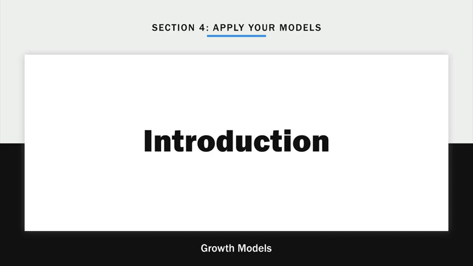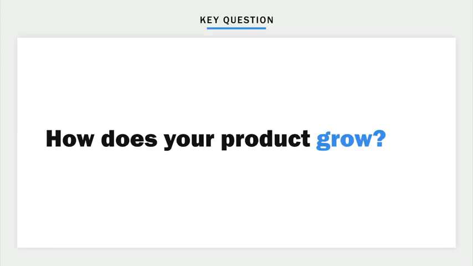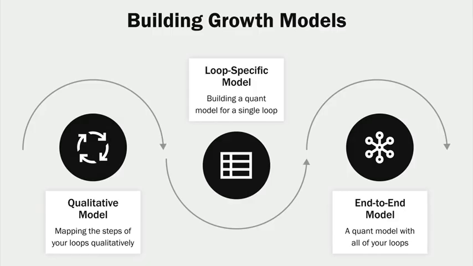In this section, I want to kick off talking about how we apply our models within our organization. We started the module off by answering and talking about the importance of that number one question: how does your product grow? We need to be able to understand and answer this question in a consistent way across our organization, and we do that by building growth models.